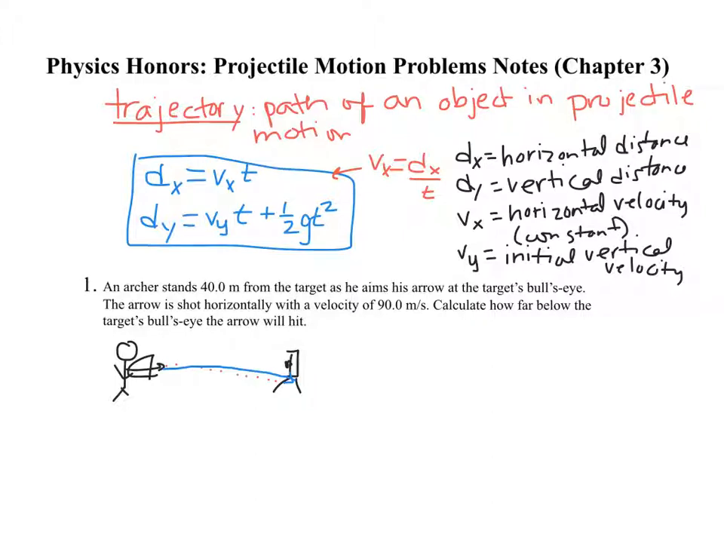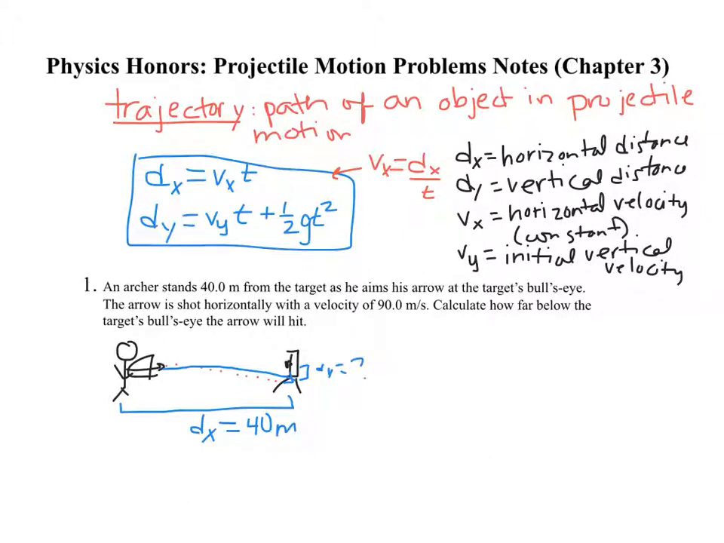Okay, so we have a few things. This distance right here is my dx. This distance between where he's aiming at and where it actually is hitting is the dy. So those two distances are one thing. And actually, we already know what the horizontal distance, the dx, is. That is going to be 40 meters. So we have something helpful there. We do not know the dy, but that's actually what we're looking for.